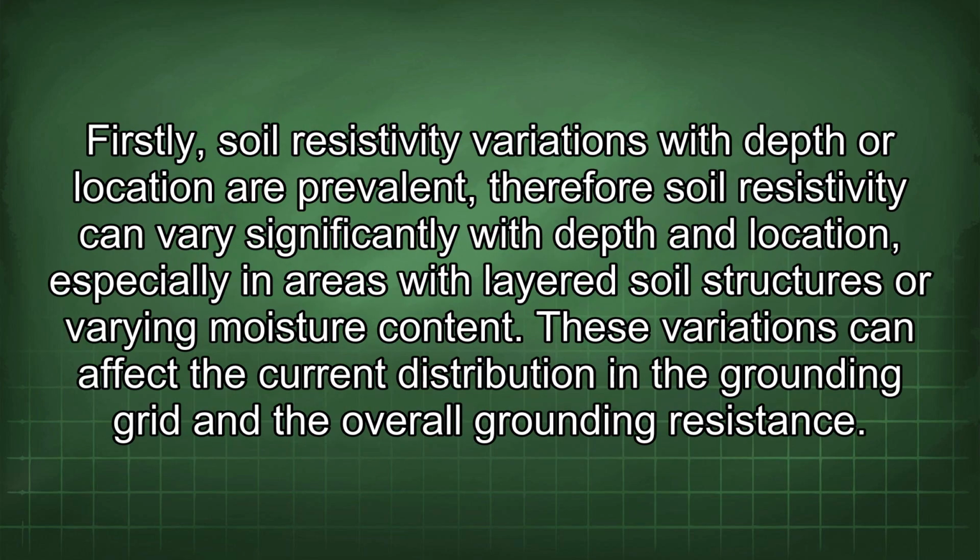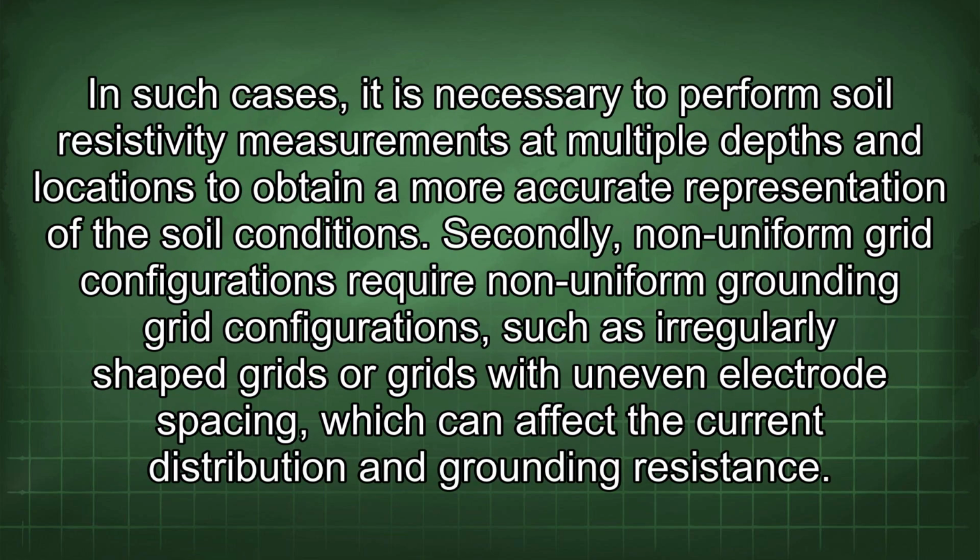Firstly, soil resistivity variations with depth or location are prevalent. Soil resistivity can vary significantly with depth and location, especially in areas with layered soil structures or varying moisture content. These variations can affect the current distribution in the grounding grid and the overall grounding resistance. In such cases, it is necessary to perform soil resistivity measurements at multiple depths and locations to obtain a more accurate representation of the soil conditions.